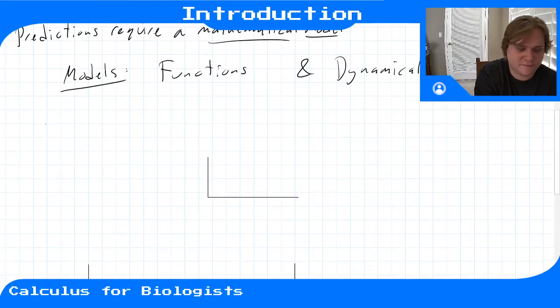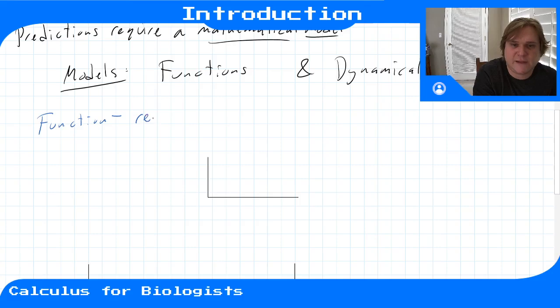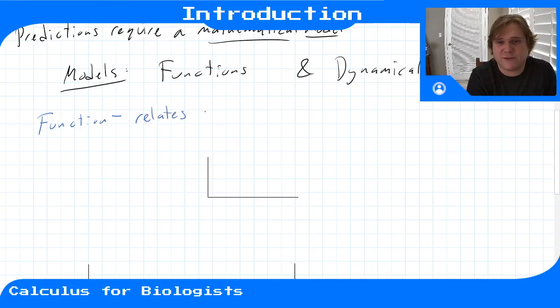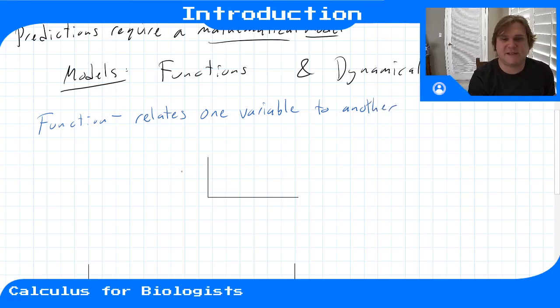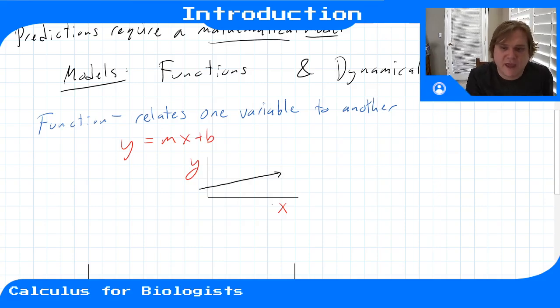Okay. So a function just relates one or more variables to another. A classic example would be y equals x, where x and y are proportional and offset by some constant. Some line that they follow, and if you know x, then you can say, okay, I'll follow this model and I'll know y.